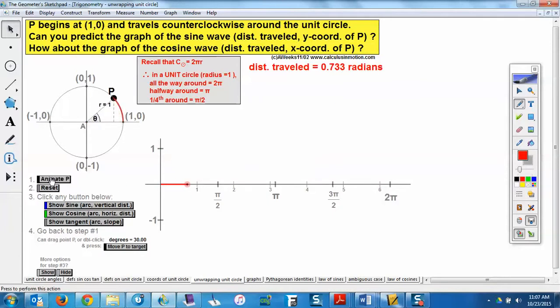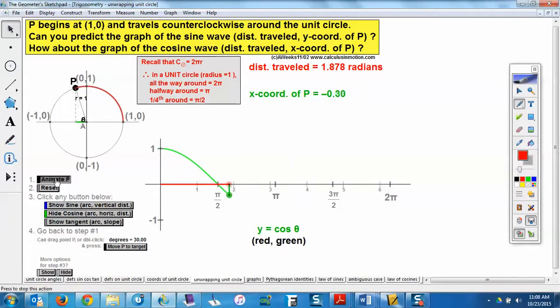Now we're looking at the green part. Okay, so cosine, the x, starts at 1, but as this goes along, the x actually goes down. Cosine actually goes down to there. And now the x is getting bigger, negative, then the x is getting smaller, negative, and then the x is getting bigger again, back up to 1.